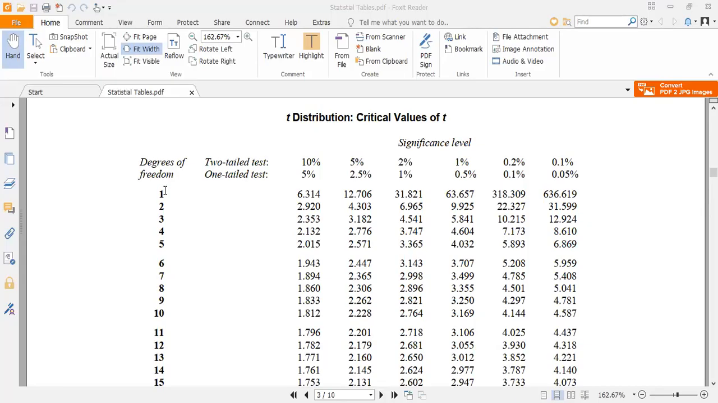Welcome to our class on the t-distribution. The t-distribution is used for samples less than 30. The t-distribution table looks like what we are saying. We have the degrees of freedom, which are numbers 1 to 30. And we have a one-tailed test percentage and the two-tailed test percentage.